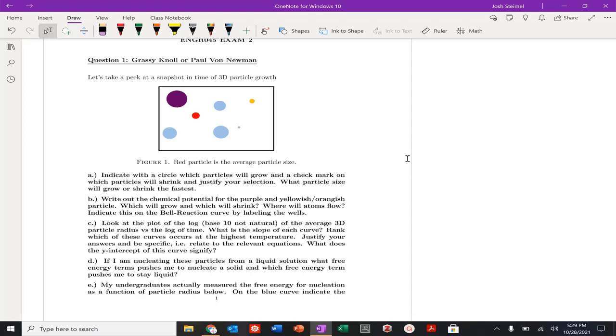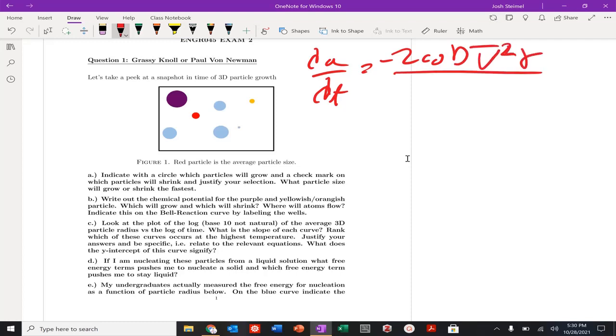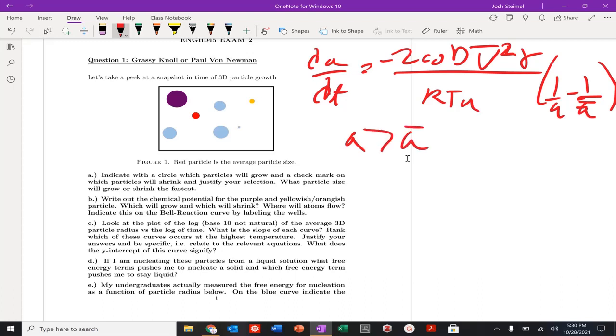If we're looking at 3D particle growth, we have our good old expression to see which particles grow and which particles shrink. So we have dA/dt equals minus 2 c naught times D times v bar squared times gamma over RT A times (1/A minus 1/A bar), where A bar is our average particle size.